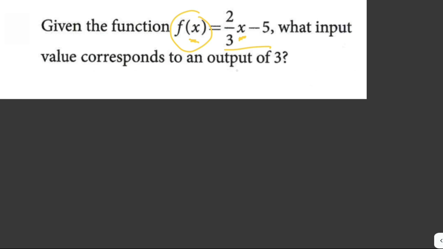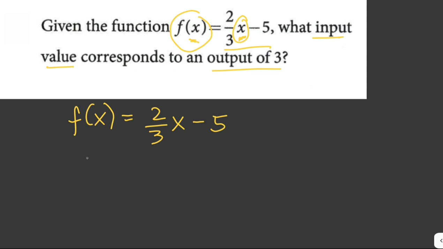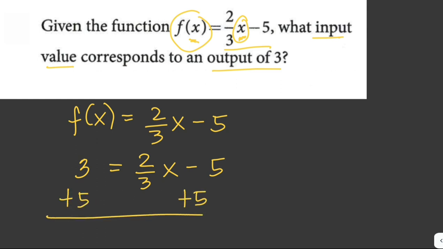So we're given here an output of 3. We need to solve for the input value, which is our x. So that'll be f of x equals 2/3 x minus 5. So we plug in the value of f of x, which is 3, equals 2/3 x minus 5. And then we add 5 to both sides. So we have 8 equals 2/3 x.